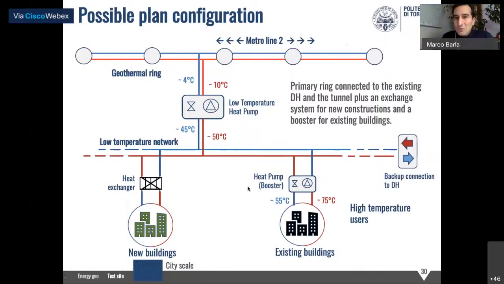And we ended up with a sort of configuration, as you see here in the picture, where you have the metro line and you have, let's say, a primary ring, which is directly connected to the existing district heating system, which, however, is a high temperature district heating, while from this kind of thermal activation we can get low temperatures, so that's an issue. And so we figured out that we could have a first ring, a low temperature network, and that new buildings could be connected directly to this network, while existing buildings needed a sort of booster, something that could raise the temperature. And the connection to the district heating was, in our intentions, a backup of all this system. So that was the kind of configuration that we identified.